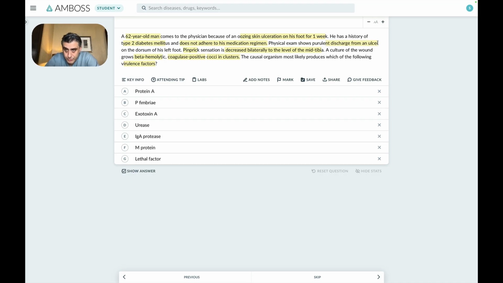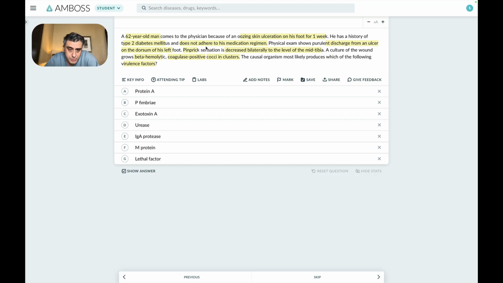So they're trying to lead you to think diabetic patient, not taking his medicine as it's clearly stated here, and the organism that is most commonly infecting the patient that has diabetes and it's not controlled. So you have to think it's staph, okay? So that being said, it's also coag positive and it's in clusters and beta hemolytic, even though we know that strep has alpha, beta, gamma, staph also is beta hemolytic, okay?